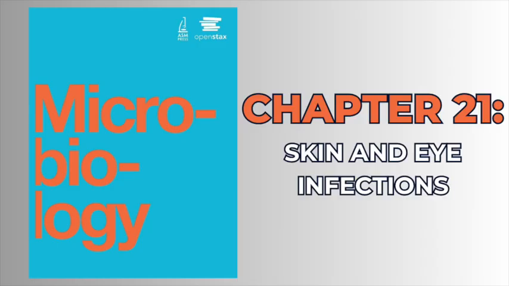Photo of cold sore on a lip. Figure 21.26. This cold sore was caused by HSV1. Credit: Centers for Disease Control and Prevention. Check your understanding. What are the most common sites for the appearance of herpetic lesions?